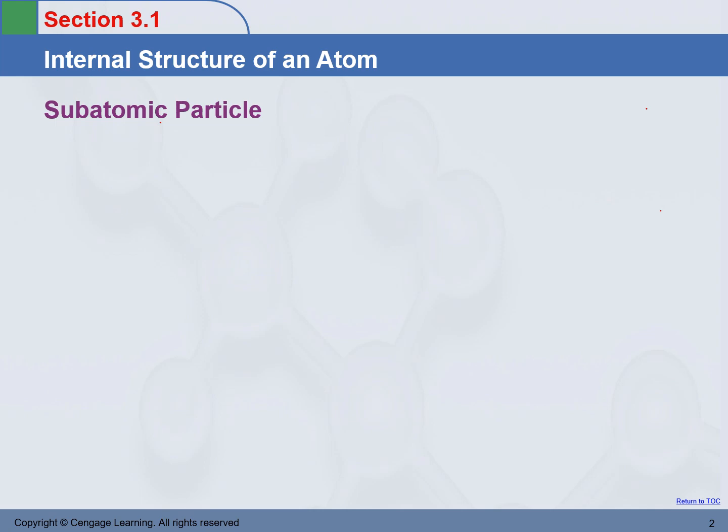Atoms. We first introduced the concept of an atom in chapter 1. Atoms are the smallest particles inside an element that still possess the properties of the element. However, atoms are still divisible. There are smaller particles inside an atom. Those particles are called subatomic particles. A subatomic particle is a very small particle that is a building block for atoms.